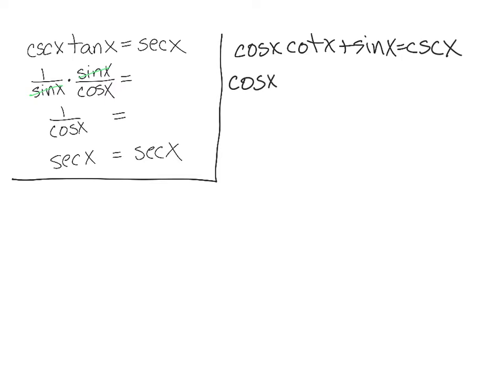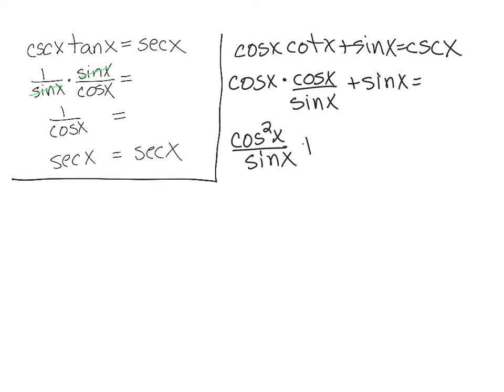So I get cosine. Cotangent is cosine on the top, sine on the bottom. I'm going to add a sine, leave the right-hand side alone. This gives me cosine squared over sine plus sine. Now, get a common denominator. The only denominator to choose from is sine, which means I'm going to multiply this guy by sine over sine.